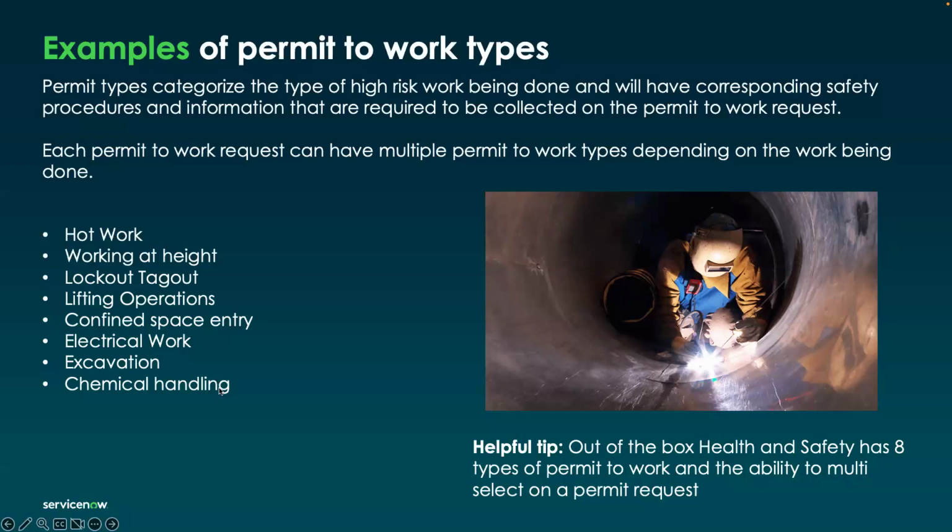So these are the permit types that we provide out of the box, but your customers have the ability to add additional types as needed, and we'll walk through that later, how you can configure additional types. I know underwater welding, for example, is an example of a type that we don't have here, but depending on your customer's industry, they might need to add that.